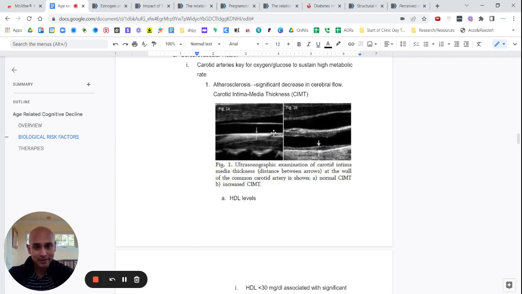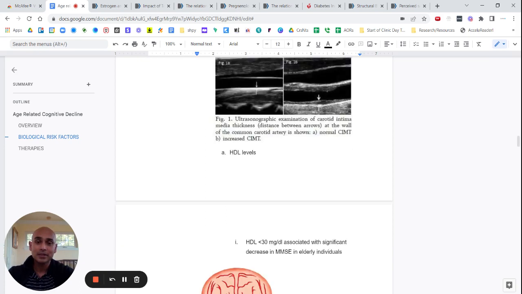In this individual, you can see the carotid arteries here, and the arrows are representative of the thickness. You can see the thickness is very small, whereas in this individual, you can see plaque formation in the carotid arteries and the thickness is increased. So more of this is likely to reduce perfusion and potentially can lead to cognitive decline.